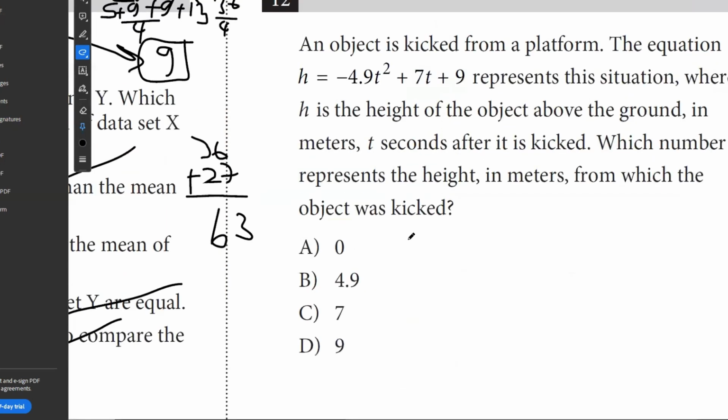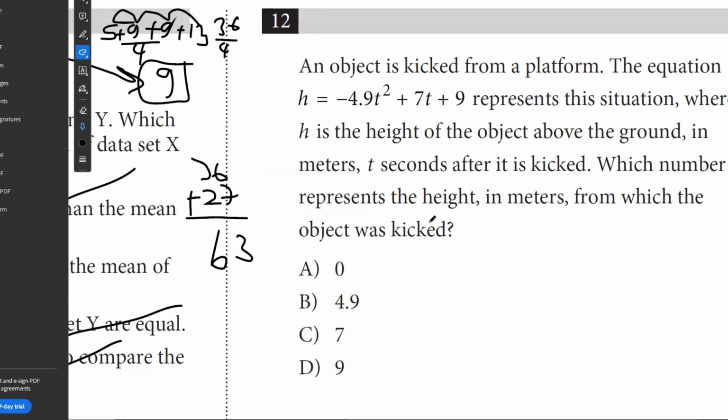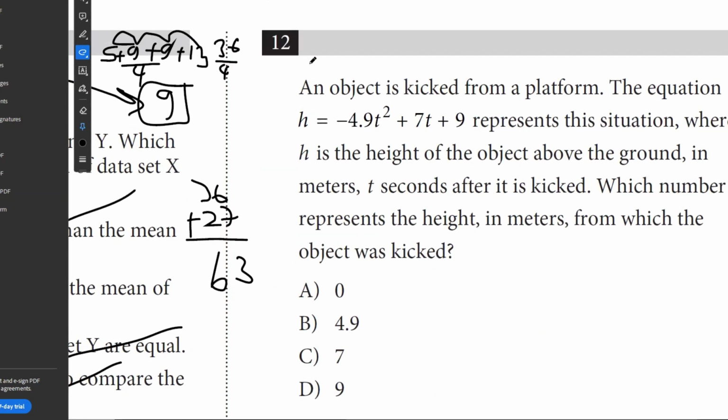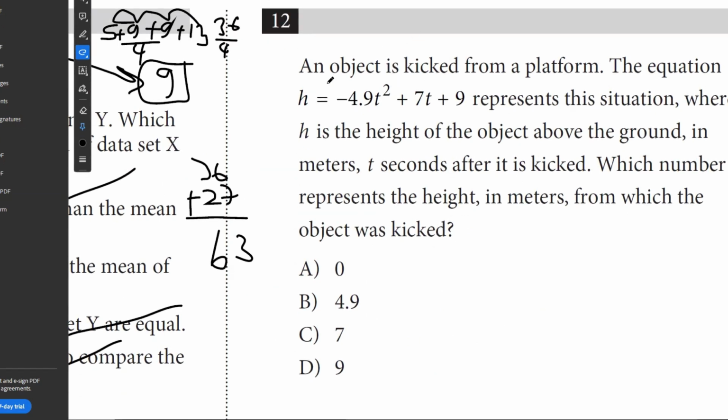So how are we going so far? I hope you guys are doing well. And now let's solve question number 12. An object is kicked from a platform. The equation represents the situation where h is the height of the object above the ground in meters, t seconds after it's kicked. Which number represents the height in meters from which the object was kicked?